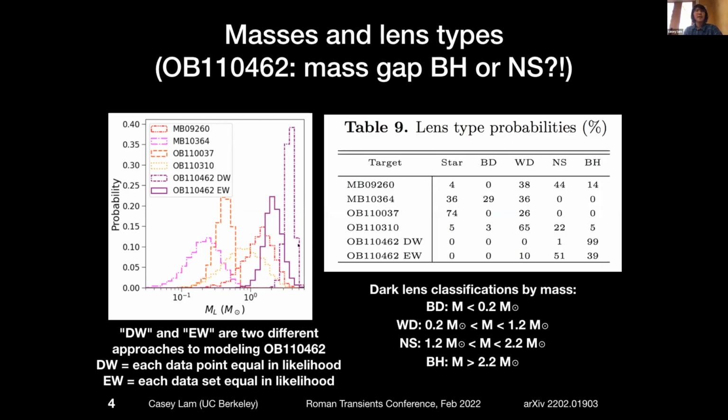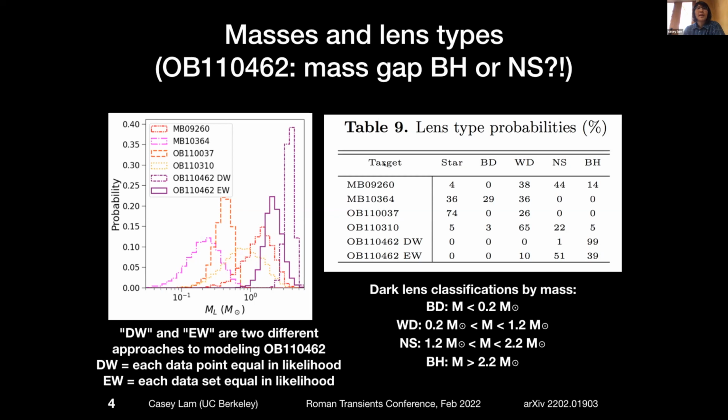And so we can do that by combining these mass measurements we have along with the photometry that we have, the images. By looking at the images, we can figure out what is the brightest star we can hide in this image. If the brightest star we can hide in the image is brighter than what is actually allowed by what we see when we take the picture, that means we have a dark lens. And so that's how we calculate these lens type probabilities of whether we have a star or a compact object, and what type of compact object: brown dwarf, white dwarf, neutron star, or black hole.